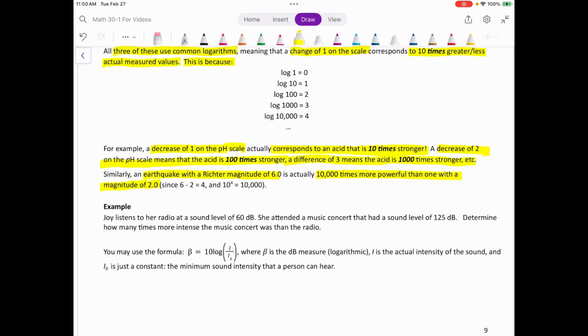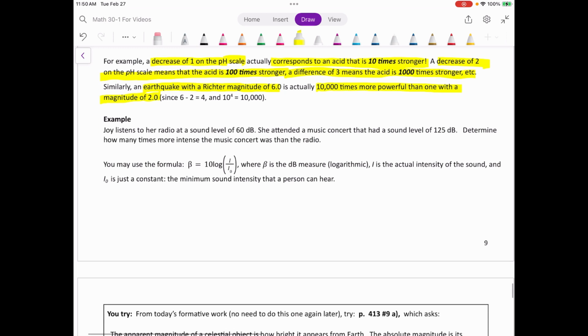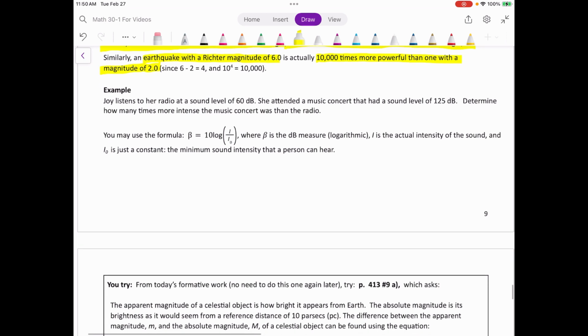So that kind of shows you, right? A Richter magnitude of 7 doesn't sound that much worse than 6, but it's actually 10 times more energy being released because it's a logarithmic scale. So let's try an example here.